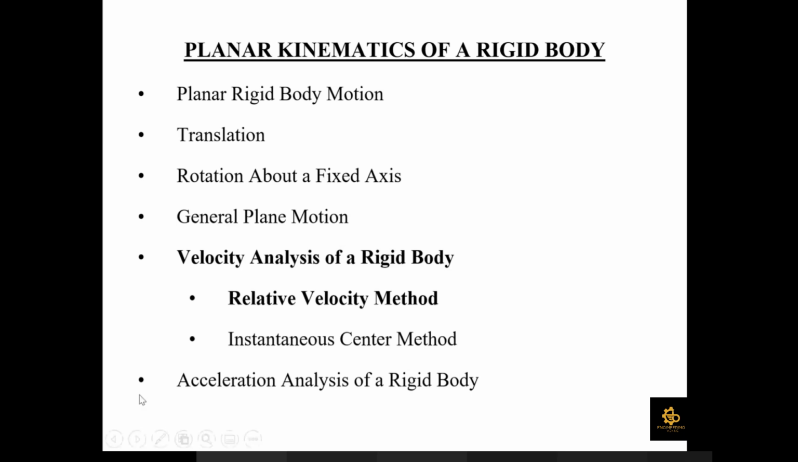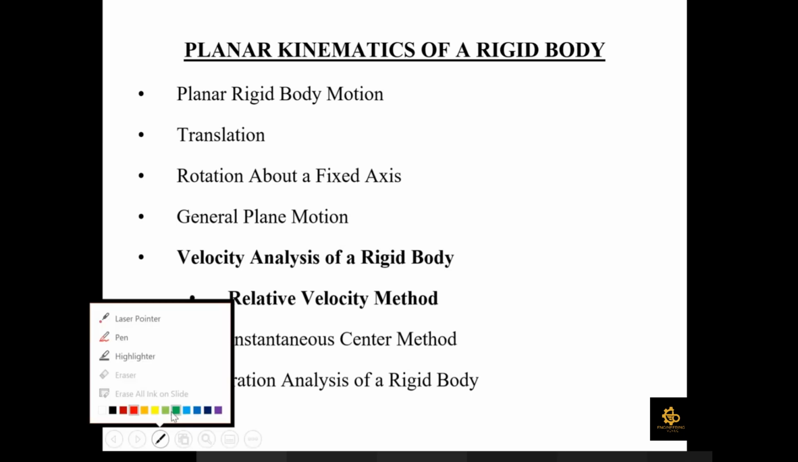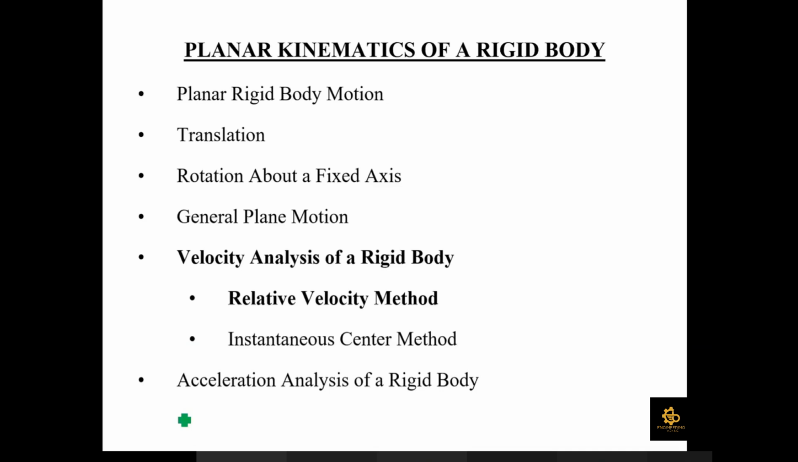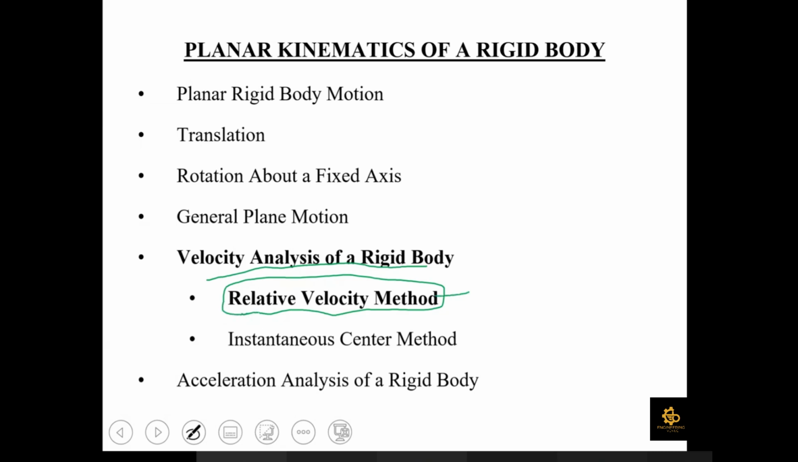19th lecture में हमने क्या किया था कि we started with this general plane motion, and as we are discussing the kinematics of this motion, we need to perform the velocity analysis of a rigid body mechanism undergoing general plane motion. As we have discussed earlier, there are two methods of performing the velocity analysis. The first one is the relative velocity method using the relative velocity equation, which we are going to continue. The second one is the instantaneous center method.